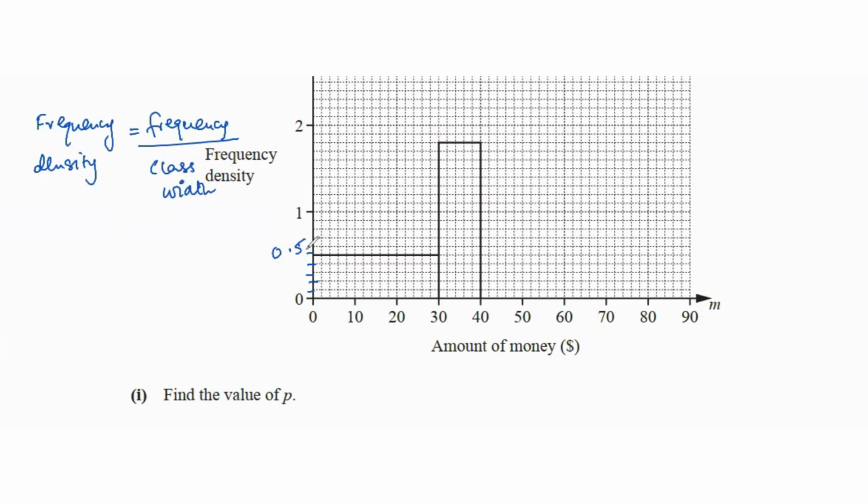So frequency density for the 0 to 30 interval is 0.5. Frequency is P, and class interval is the difference of 30 and 0, which is 30. So that means 0.5 times 30 is going to give us the P value, which is 15.